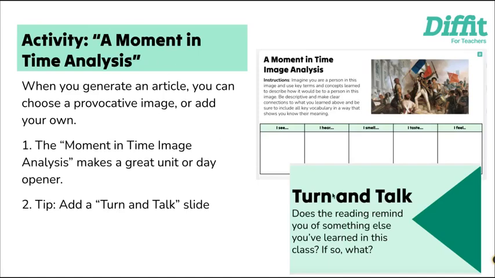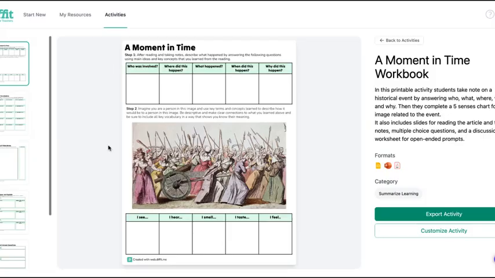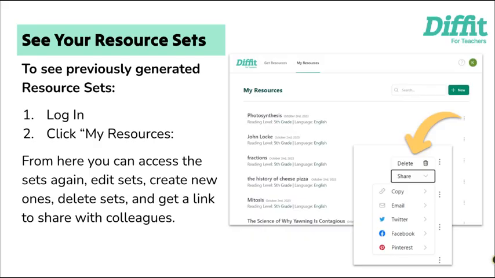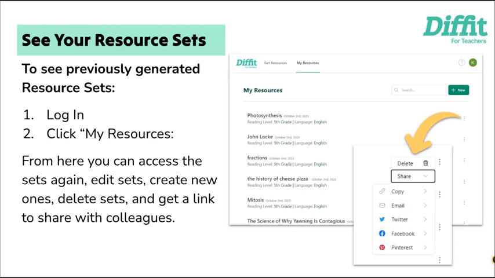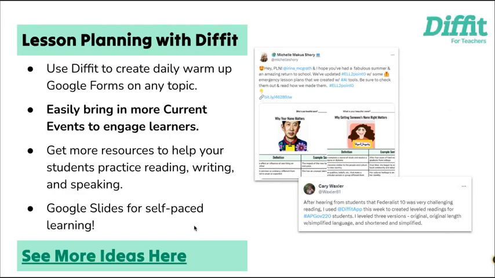At the end, I also like to add a turn and talk activity as well. And so it's super helpful if students have an opportunity to talk about what they saw in that image, and students often see different things in someone else. And so that's a great one as well. We can share our resource sets. If we want to share those resource sets, we just come to these three buttons, share with our colleagues, and we can put that link digitally into Google Classroom or Microsoft Teams or anywhere else.